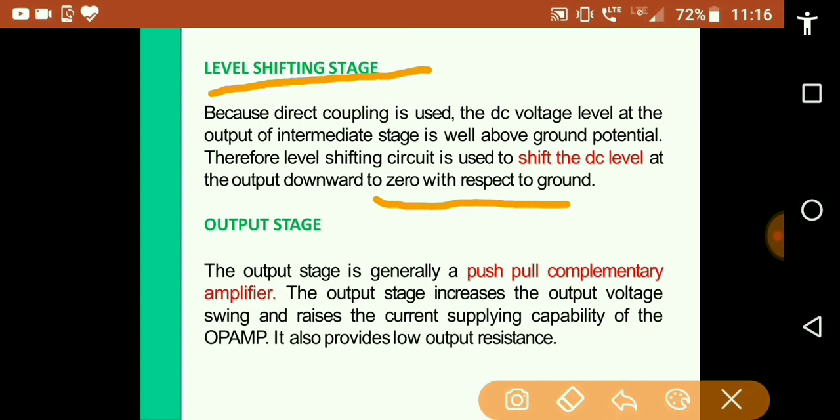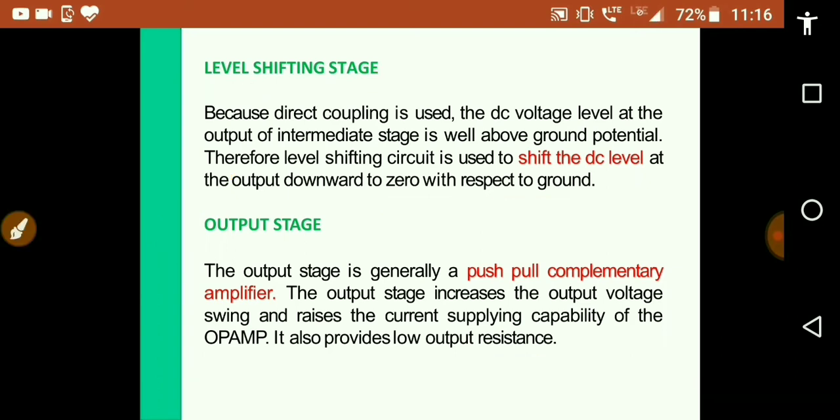And fourth is output stage. The output stage is generally a push pull complementary amplifier, and the output stage increases the output voltage swing and raises the current supplying capability of the operational amplifier, and it also provides low output resistance. So these are the 4 stages of the operational amplifier.